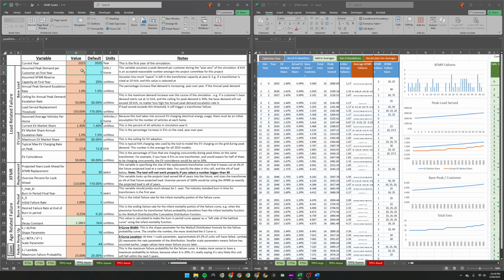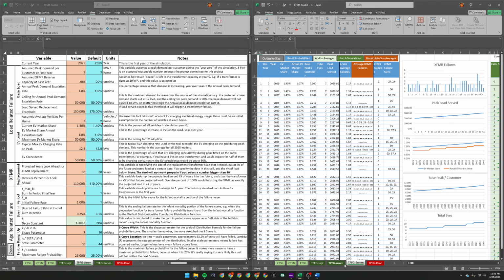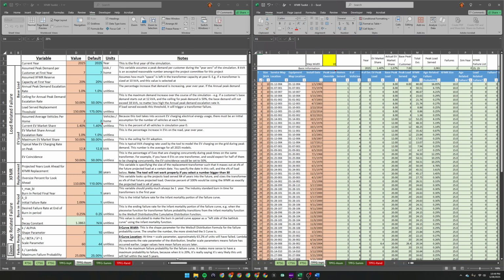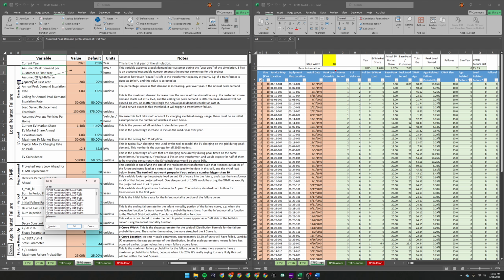The first one here is the assumed peak demand per customer at first year. Our default value is 7. Whatever you think a good assumed peak demand is for a home, you can enter that. But basically, if we trace the dependence here, Data, Trace Dependents, and we click this, you'll notice that this is being used by column G in the Inputs tab.